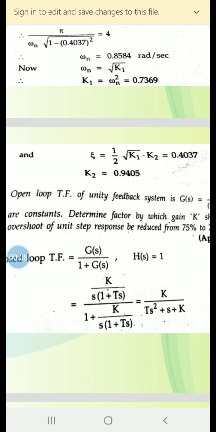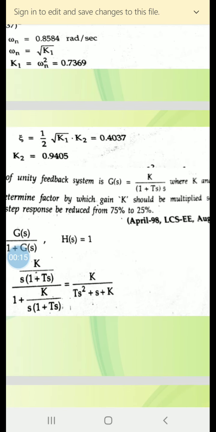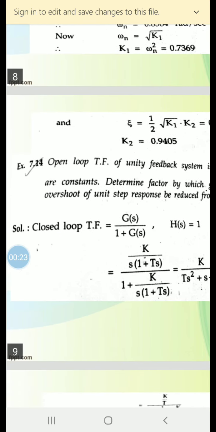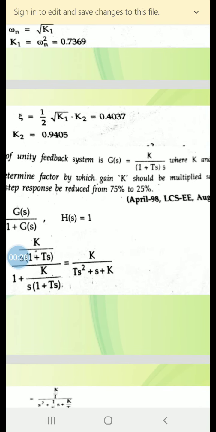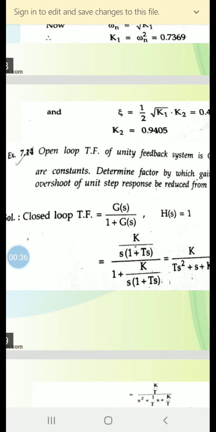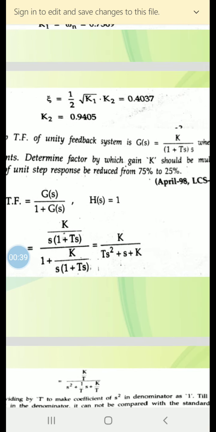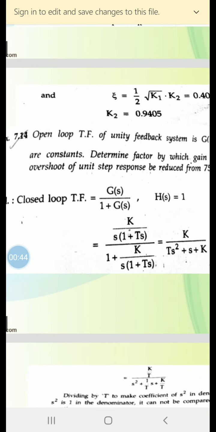Keep on working. So the next problem is: the open loop transfer function of a unity feedback system is G(s) = K divided by s(1 + Ts), where K and T are constants. Determine the factor by which gain K should be multiplied so that the overshoot of the unit step response is reduced from 75% to 25%. So we'll go for the solution.